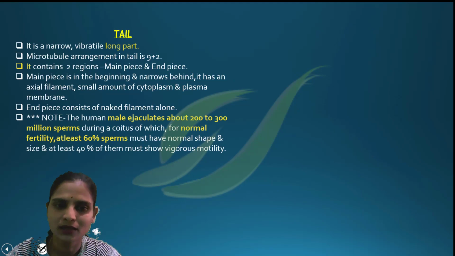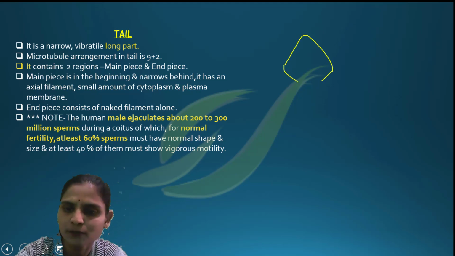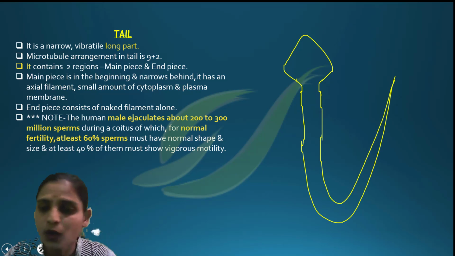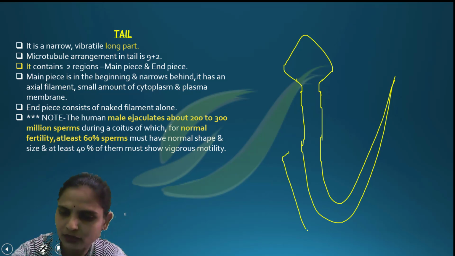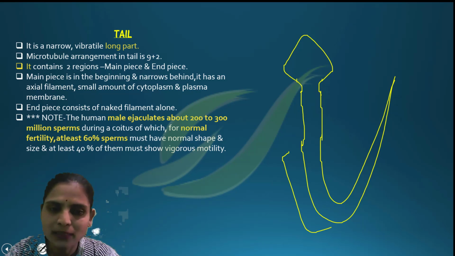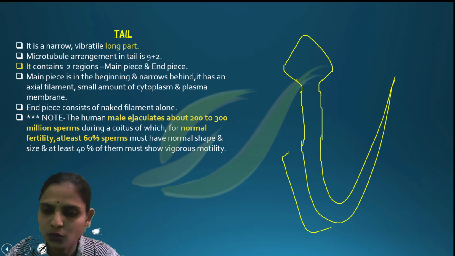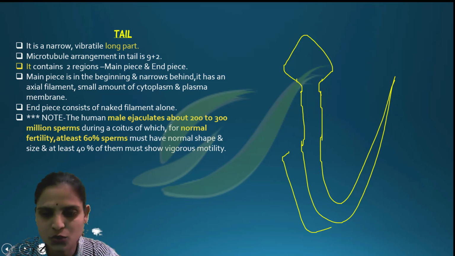So the next part is the tail. In the sperm, we can find that compared to all parts, the tail is the longest part. If we see the tail, from here till the end, it is the tail part. The anatomy of the tail part consists of microtubules which are arranged in a 9 plus 2 pattern.